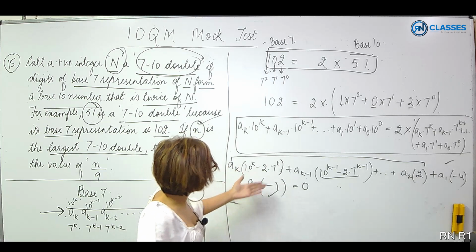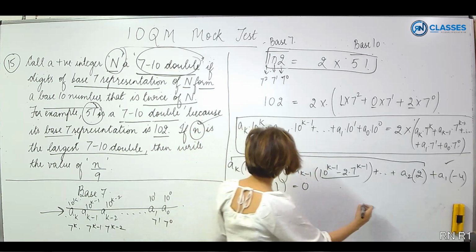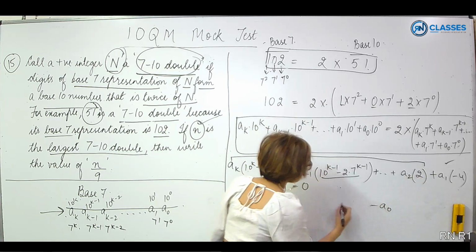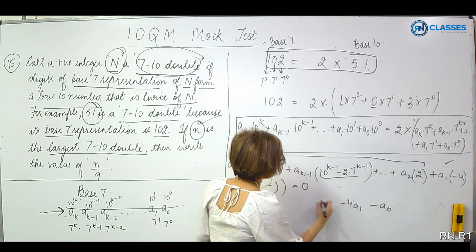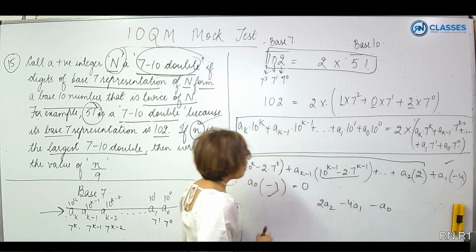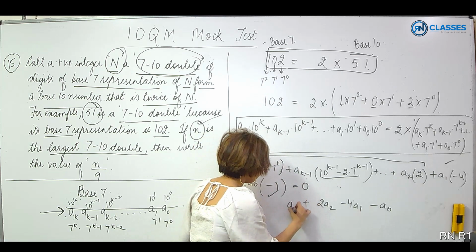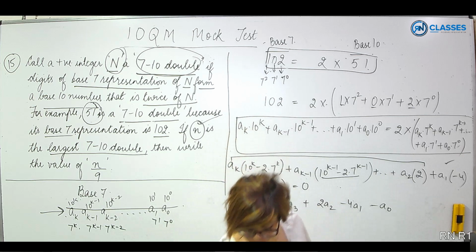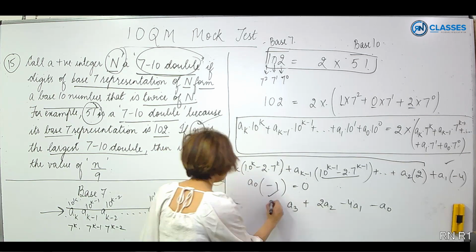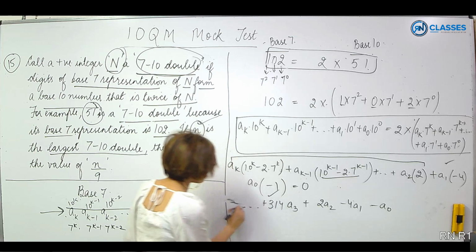Mind it, this is barely, so I need to write this one. This is what? Minus A0, that is minus 4A1. Right? This is 2A2. Right? If I write the A3 term, the coefficient of A3 actually turns out to be 314, and it keeps on increasing.